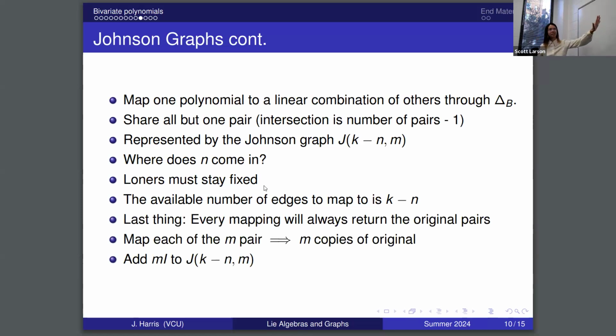Also, as in the last example, the mapping returned the original pair. This happens no matter what pair you map your pair to. So if you have n pairs and you're trying to map them to m things, you end up with m copies of the original. That's why in delta B we have m along the main diagonal, represented by m times the identity, since you get m copies of the original.